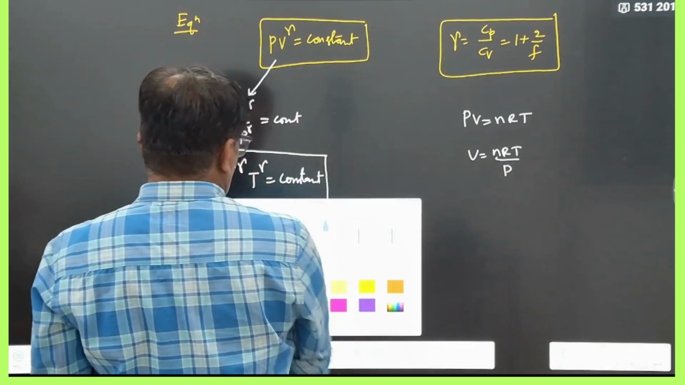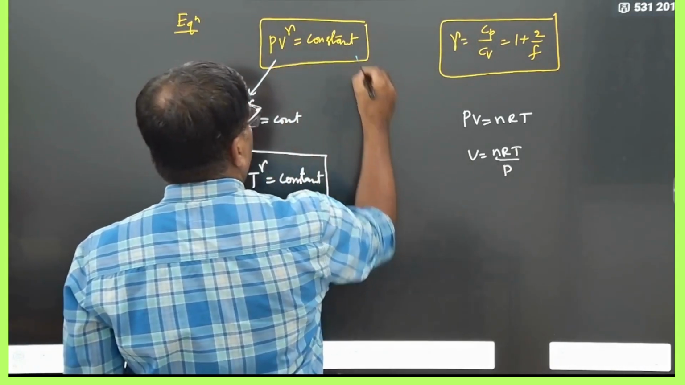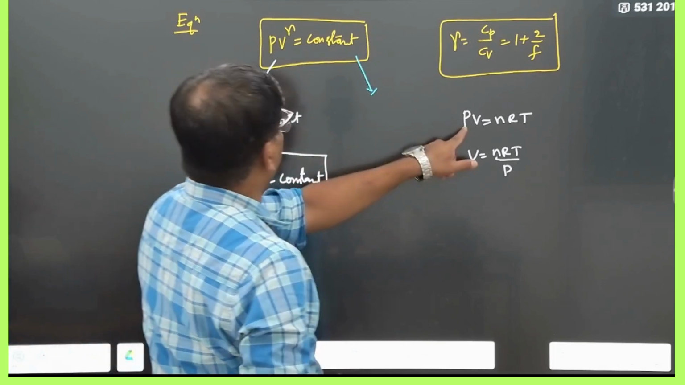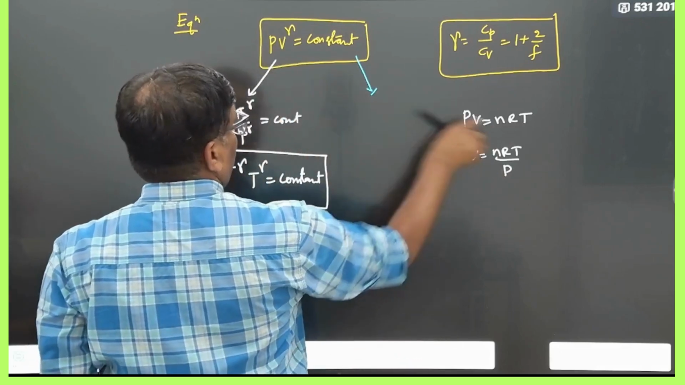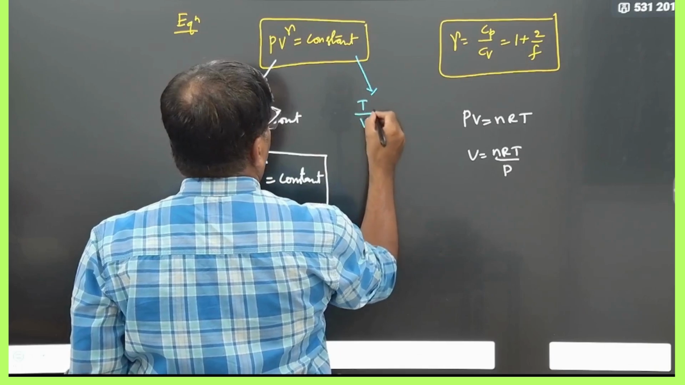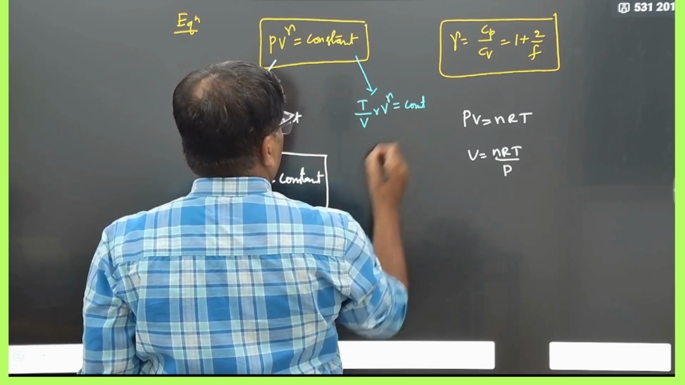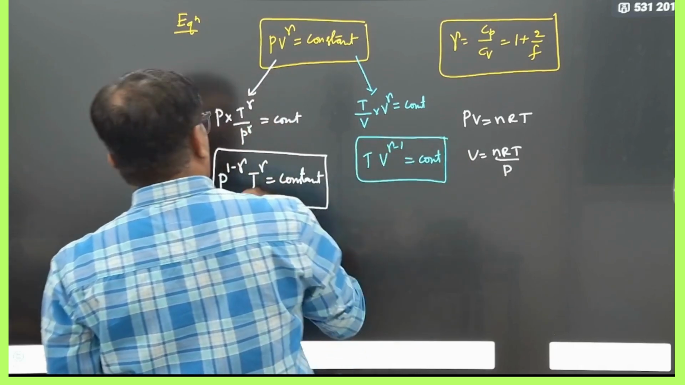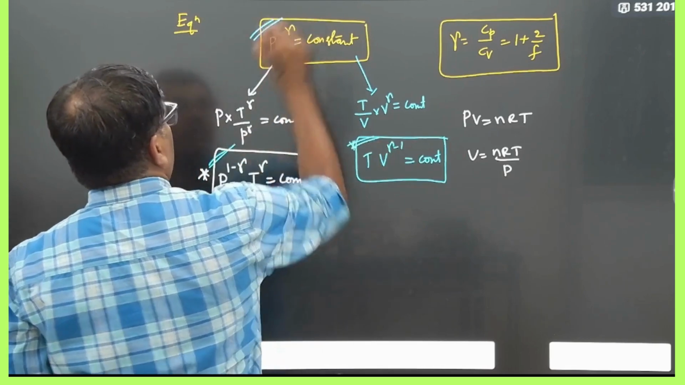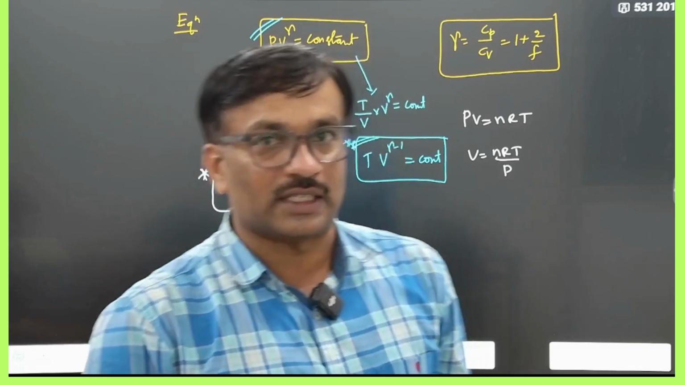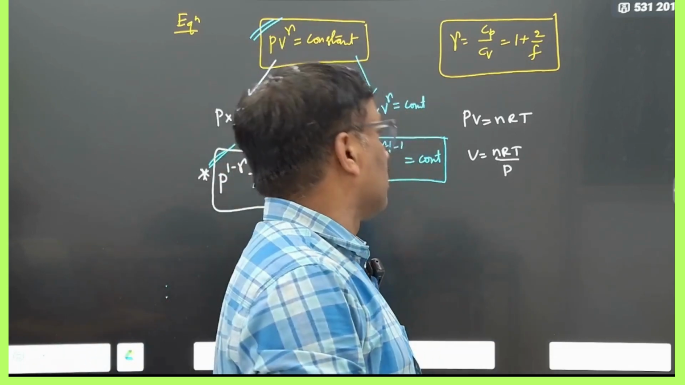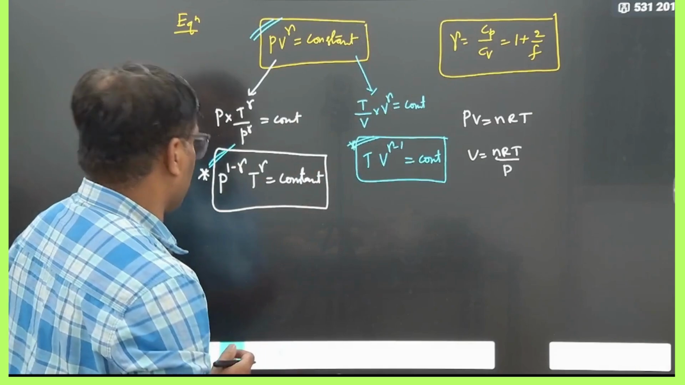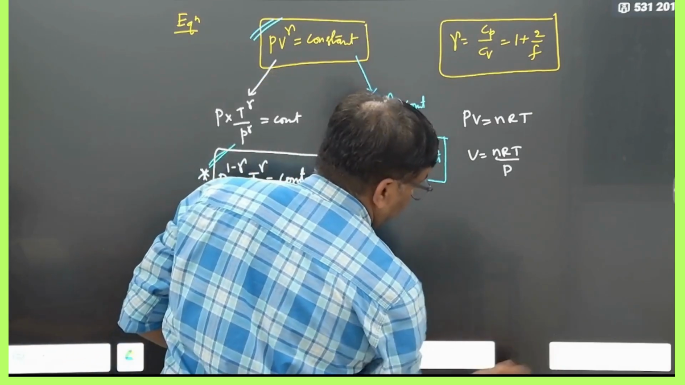One more equation we can write now: the VT relation. How can we write it? We don't want P here, therefore P is equal to nRT by V. In the place of P I can write T by V into V to the power of gamma is equal to constant. So I can write T into V to the power of gamma minus 1 is equal to constant. Most of the times the questions are asked based on these three equations only. You should also know the gamma value for monoatomic gas, diatomic gas and so on. Clear? Based on these three, most of the times questions are coming in our competitive examinations. We'll see those questions.